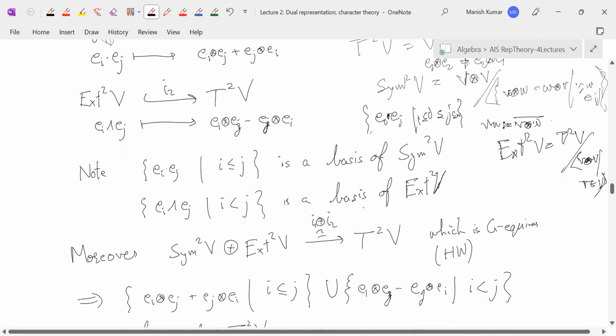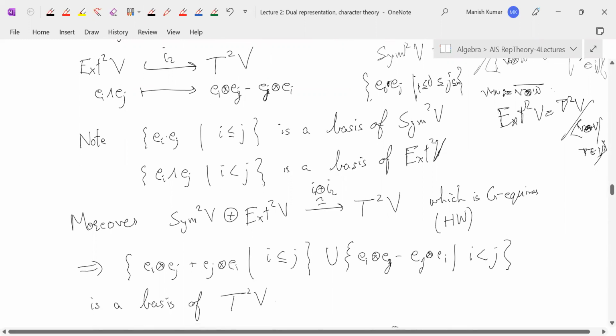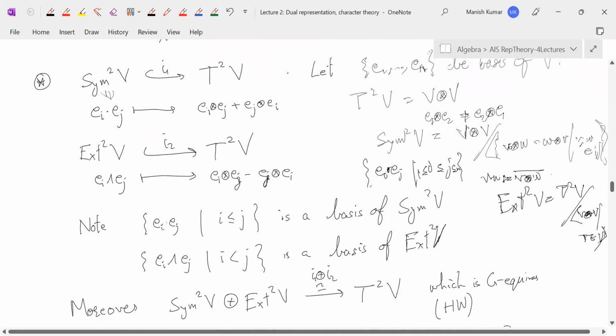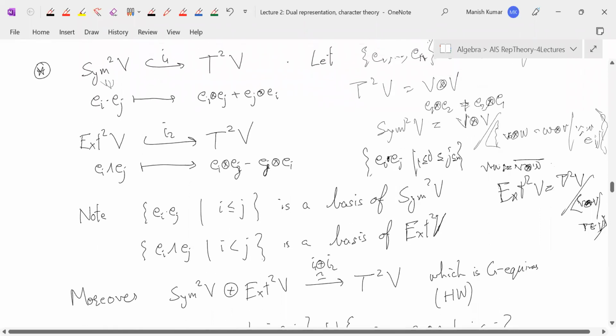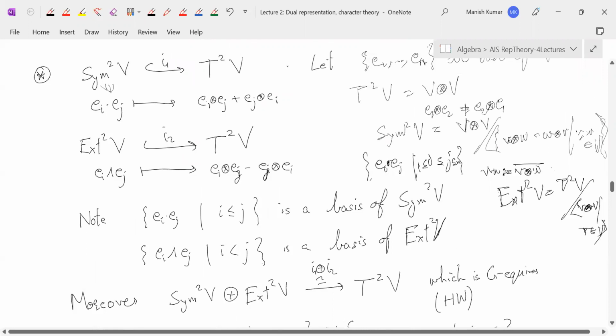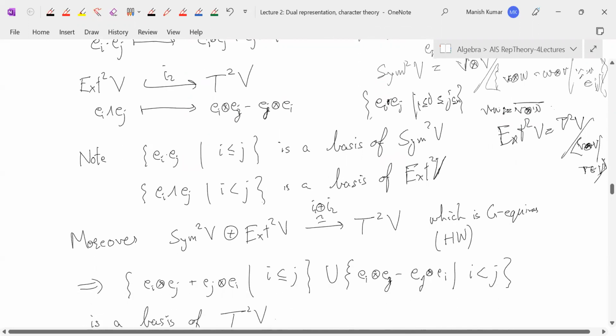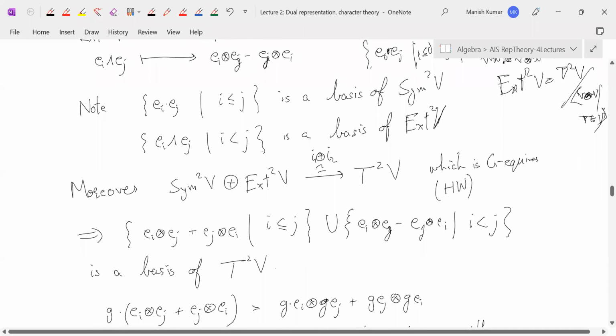Okay. And the intersection happens to be, if you look at the images of I1 and I2, you can show that the intersection happens to be just the zero element. So they are disjoint, linearly disjoint. And I1 and I2 are injective. So if you look at this direct sum, then it is isomorphic to T2V. Okay. So these are the bases.